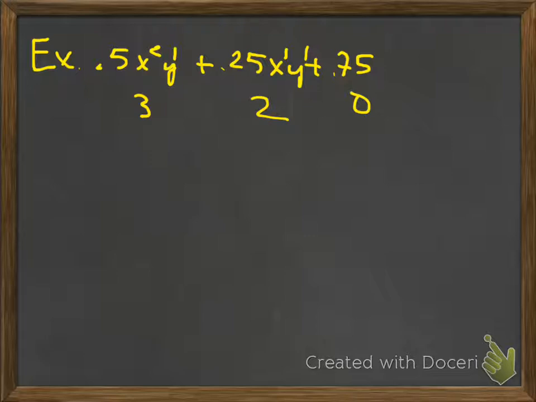Okay, so the degree of the whole polynomial is 3 because that is the degree of the term that has the greatest degree. And I'll use DOP for degree of polynomial rather than write out the whole degree of polynomial.